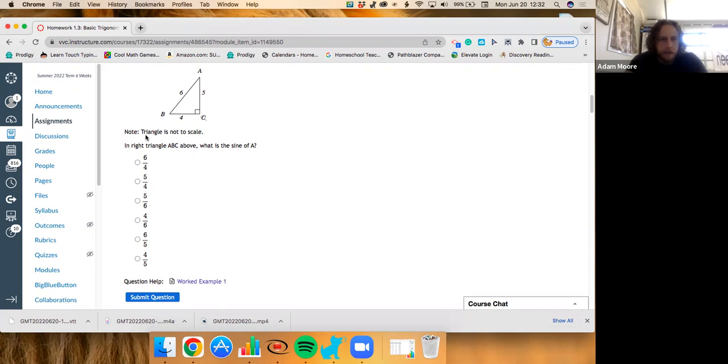They want to know. And they make the note here after I picked on them. It says it's not drawn to scale. Who cares? Anyway, I shouldn't have been nitpicking. But in right triangle ABC above, what is the sine of A?